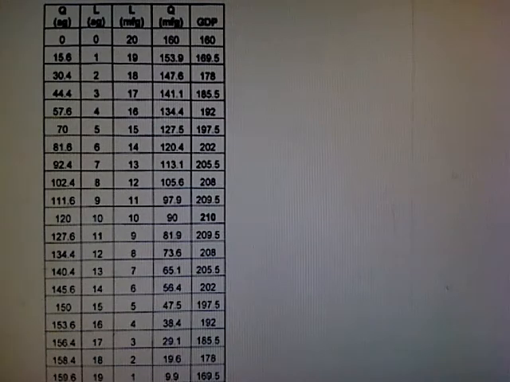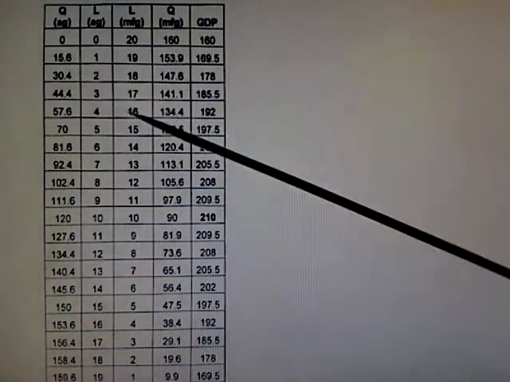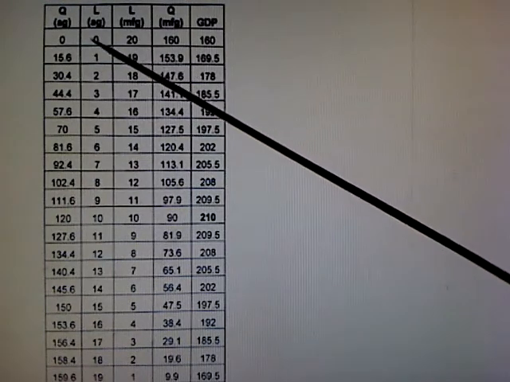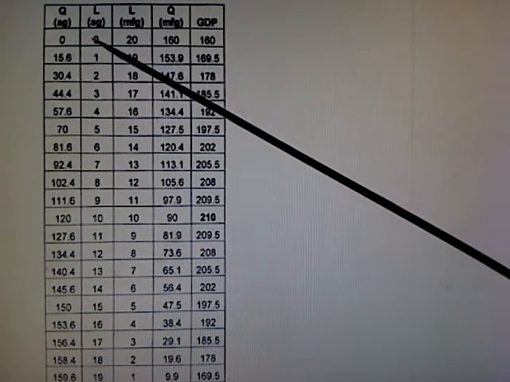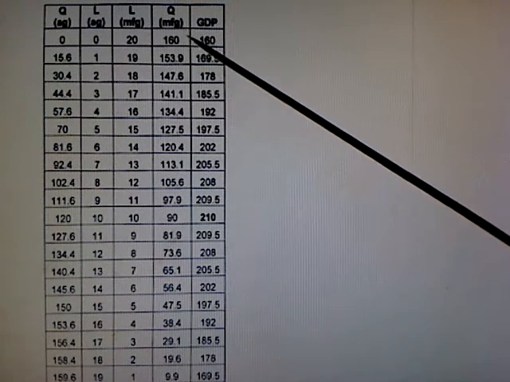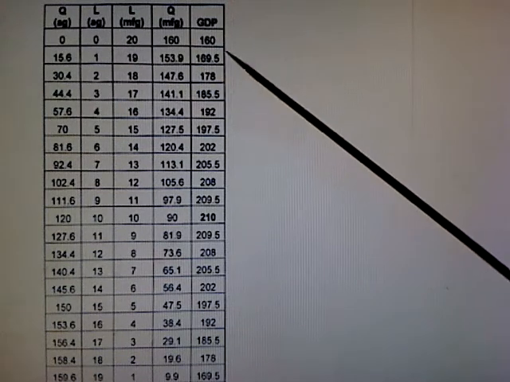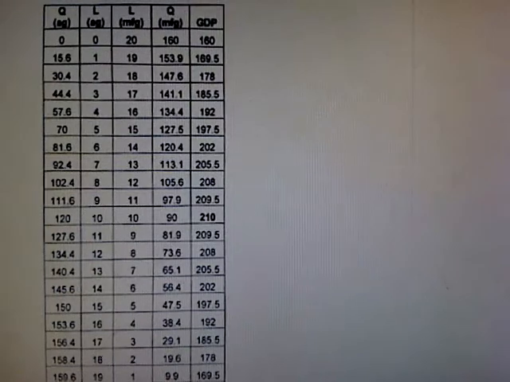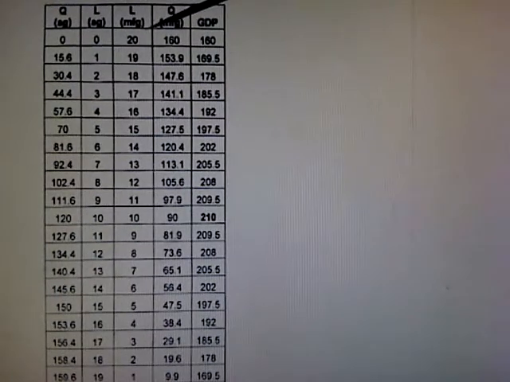What I've done in this third analysis is I've numbered the workers so that the sum is always going to be 20. And I tell you the output, and I multiply by 1 to get the GDP. So what I just said was, when the workers are all assigned to the manufacturing sector, the GDP is 160. When 19 workers are assigned to the manufacturing sector and 1 to the agricultural sector, we get 15.6 plus 153.9, which is a total of 169.5 as our GDP.